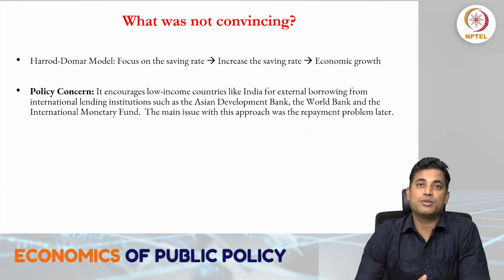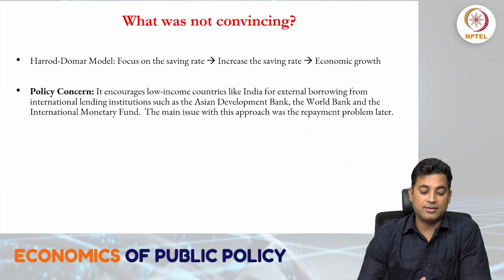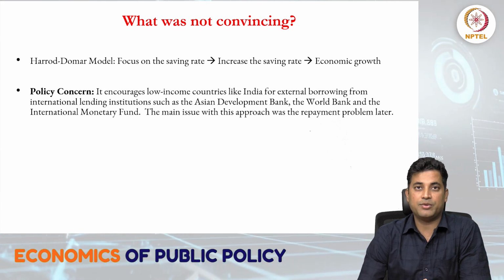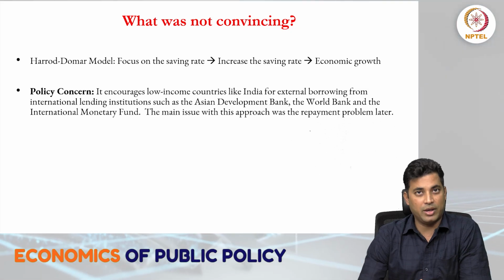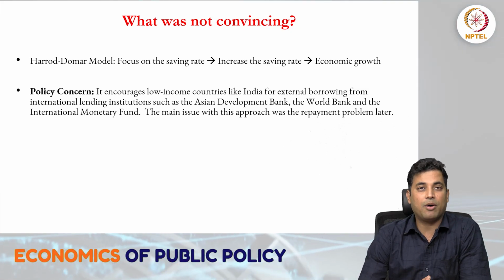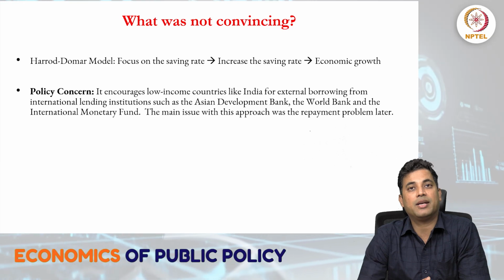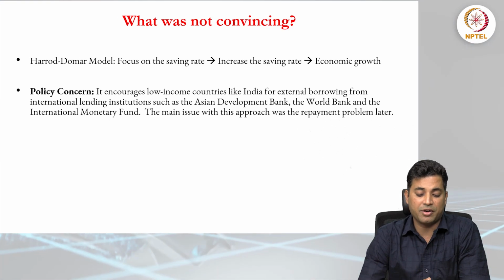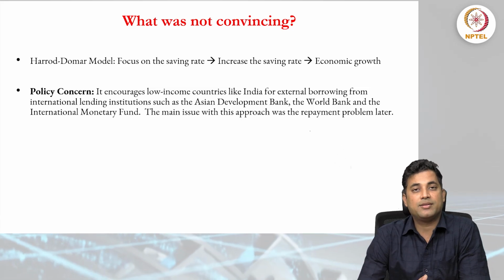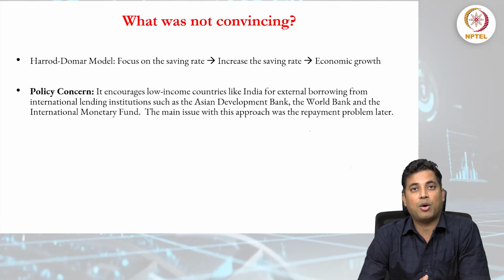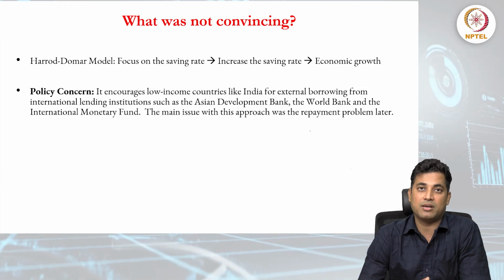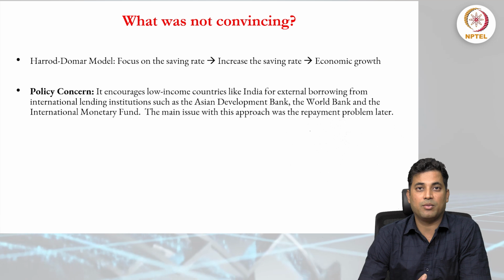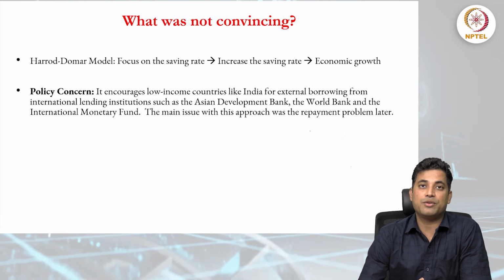However, what was not convincing, or what was the policy concern, was that it encourages low income countries, where per capita income is low, including India, to go for external borrowing from international lending institutions like the Asian Development Bank, the World Bank, and the International Monetary Fund. The main issue with this approach is the problem of repayment, and that was a major concern that was not discussed, or was not given a policy solution, by Harrod-Domar.